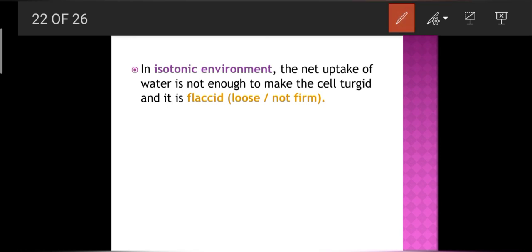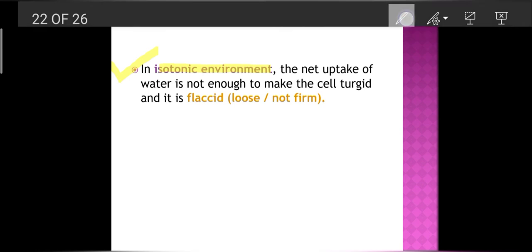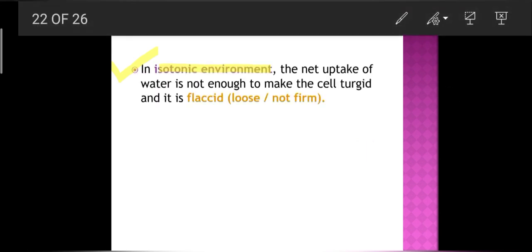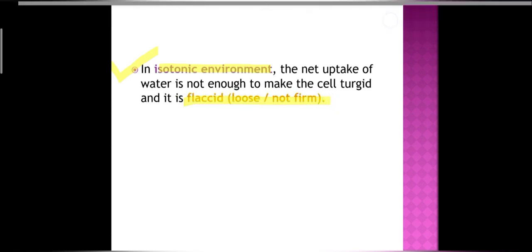What happens when a plant cell is placed in an isotonic environment? So in an isotonic environment, no water will enter or leave the cell. So the net uptake of water is not enough to make the cell turgid and the cell becomes flaccid. Flaccid means it will be loose and not firm.